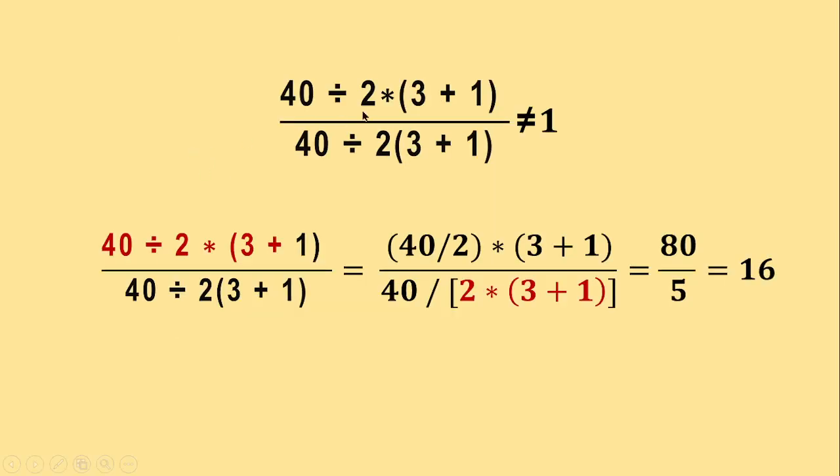So let us see this expression. If both are the same, it should come to 1, but it is not 1. Here we regard only 2 as the divisor. So 40 divided by 2 is 20, and 20 into 4 gives 80. Here we regard the total expression as the divisor. That means 2 into 3 plus 1, 3 plus 1 is 4, 2 into 4 is 8. So the total 8 is regarded as your divisor. So 40 divided by 8 gives 5. So the denominator is 5. The numerator is giving 80. Here only 2 was the divisor, and here we divided by the entire expression.